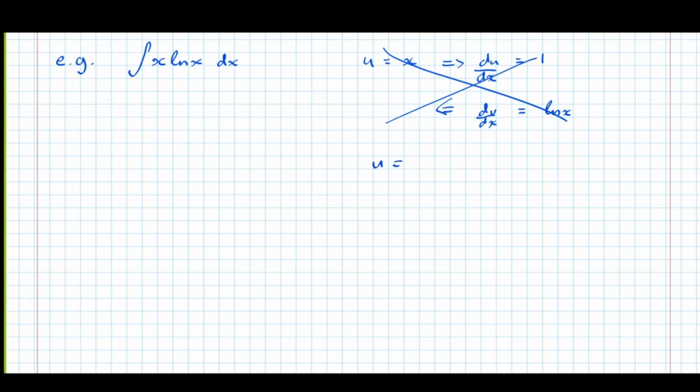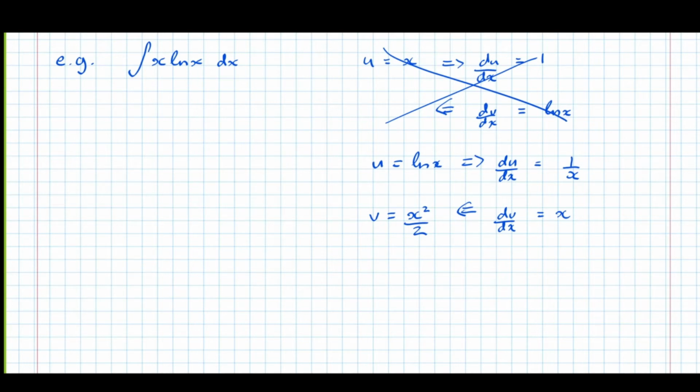So in this case, let u equal ln x, which means that du by dx equals 1 over x. We'll let dv by dx equal x, one step ahead there, which means that v equals x squared over 2. So now let's see if that makes it simpler.